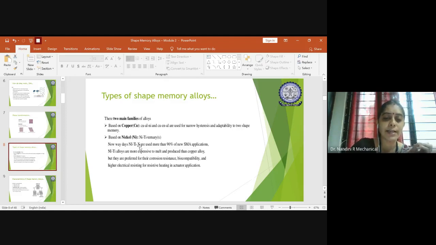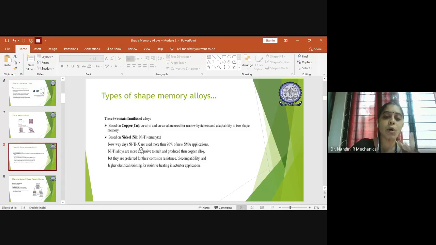So what you have to understand is most of all the SMA applications are based on nickel titanium alloys. So it has a third section where you have to add a ternary element. Okay, so most of all the applications are made up of nickel based alloys only. When you compare with copper based shape memory alloys, nickel titanium alloy is more expensive because the titanium itself is expensive, right? So this makes it more expensive.